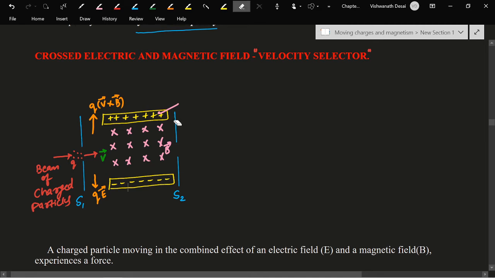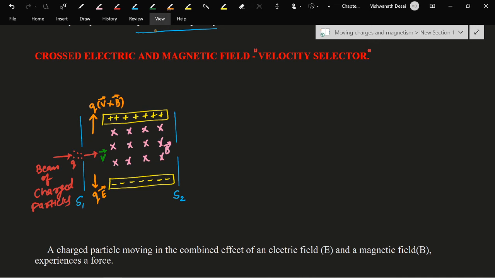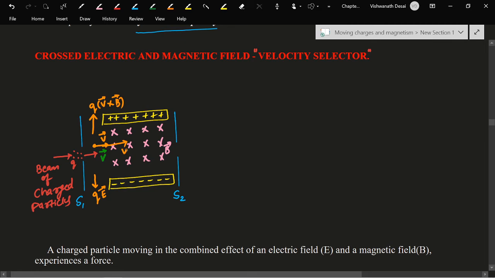Okay, now in such a field a charged particle is moving. Suppose I consider only one charged particle. This is one charged particle which is coming. It is moving with a velocity v. So the particle moving with velocity v experiences a magnetic force as well as an electric force. In total, it experiences a Lorentz force. Lorentz force means it experiences both electric force and magnetic force.